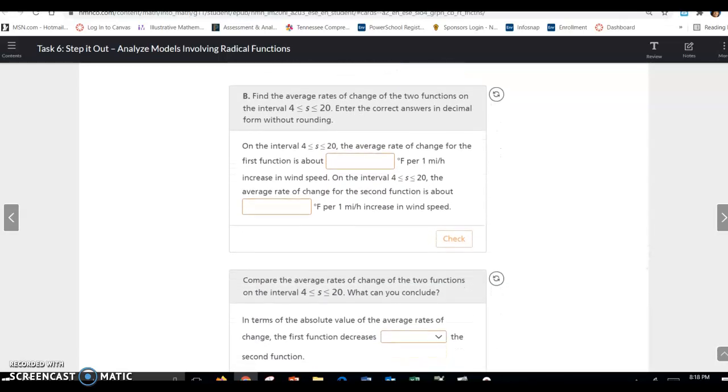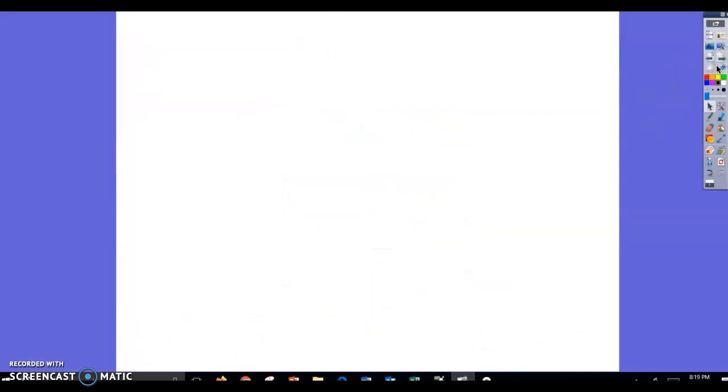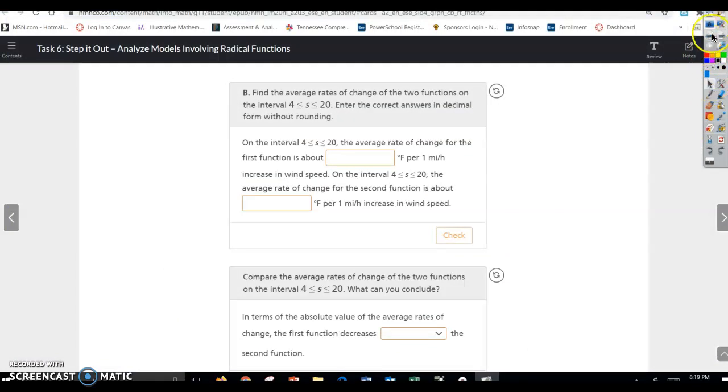It says find the average rate of change of the two functions on the interval 4 to 20. Enter the correct answers in decimal form without rounding. Let's see if I can get my pen working here. So 4 and 20, those are our x values. If you remember average rate of change, on the interval means these are my x's. In this case it's s for speed of wind, but these are both x values, so that's why I put them here and here.